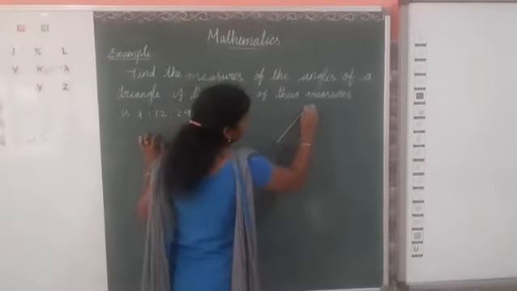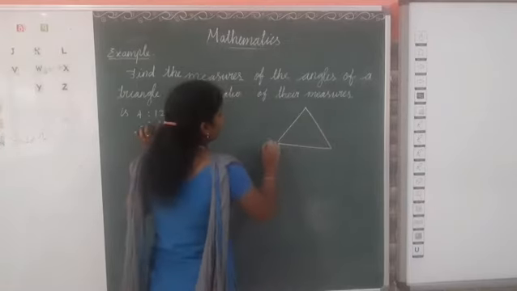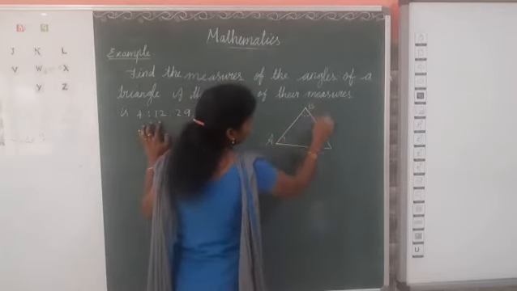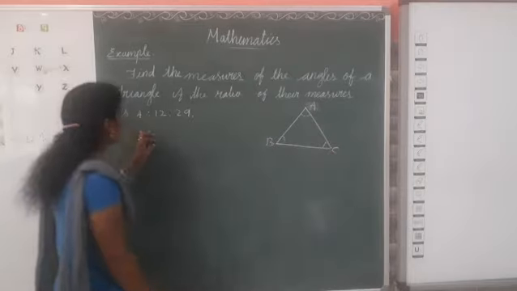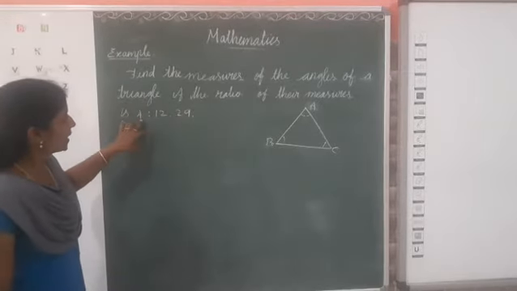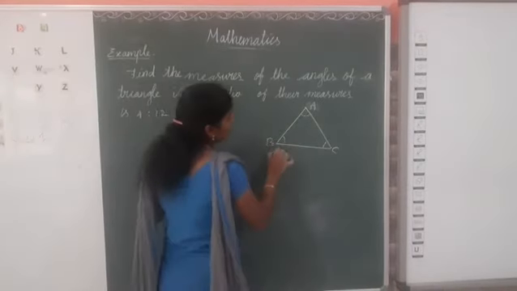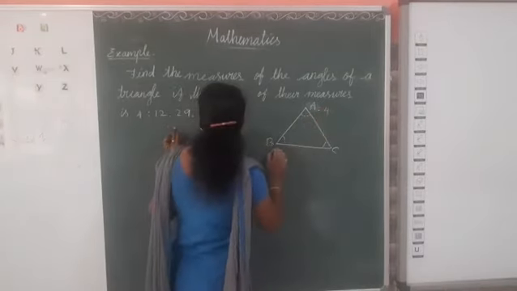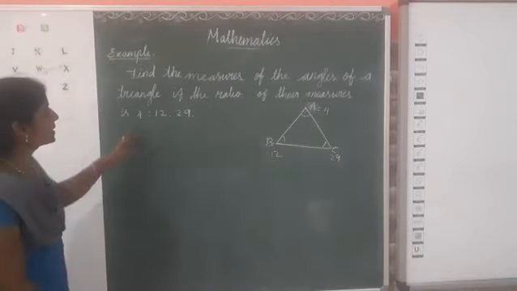4 is to 12 is to 29. Now, here we have one triangle. This is A, this is B, this is C. The ratio of their measures: A is equal to 4, B is equal to 12, and C is 29. Okay.